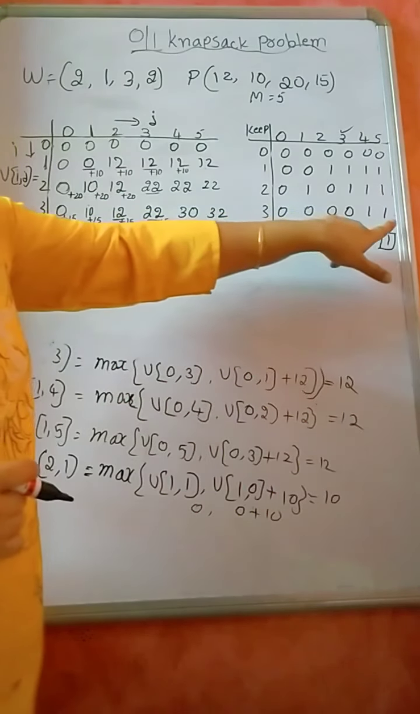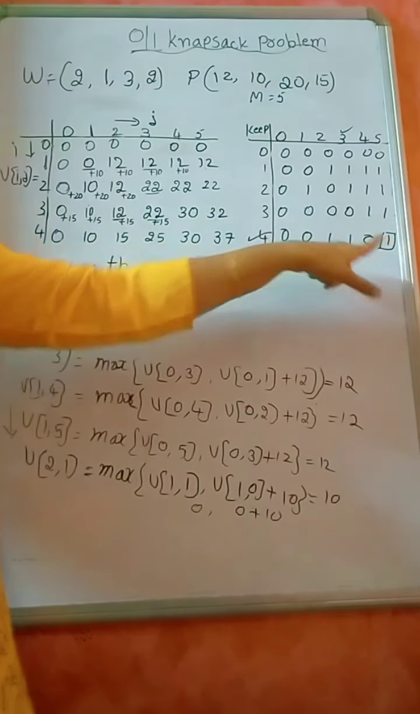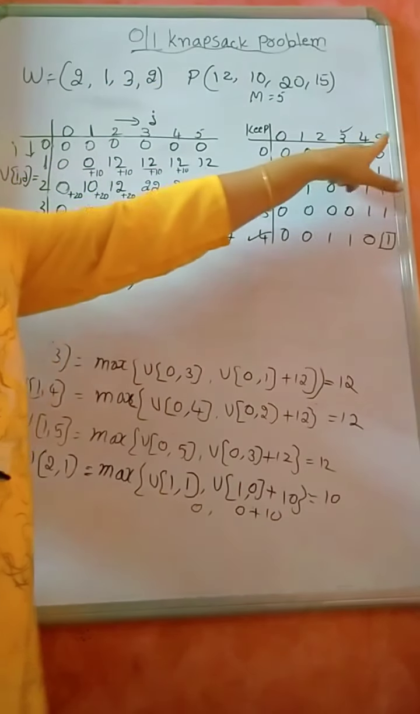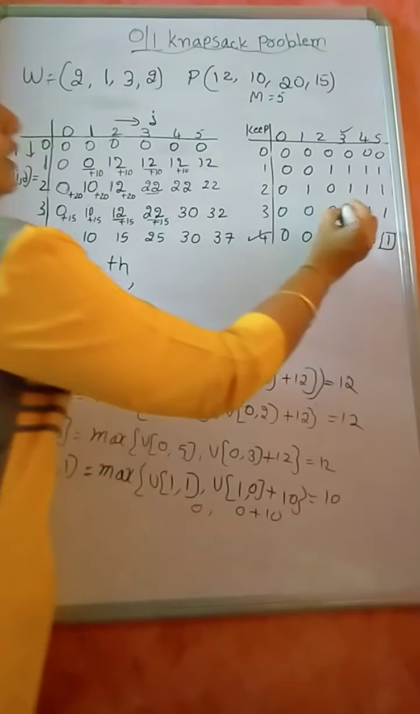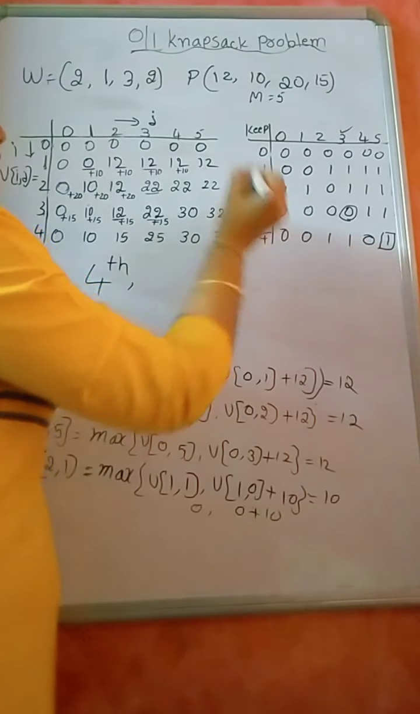But don't check it in the last entry. Why not in the last entry? Already the fourth object is selected. What is its weight? 2. So it is 5 minus 2 is 3. So check in this column. So what is the entry here? Entry is 0. So this object is rejected.